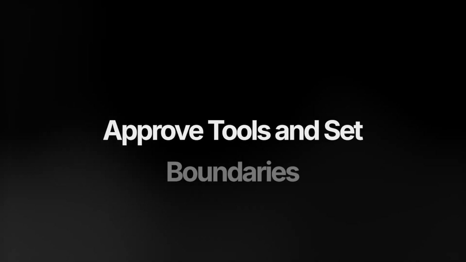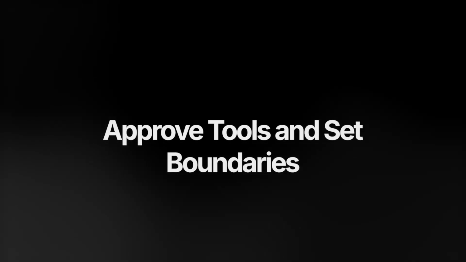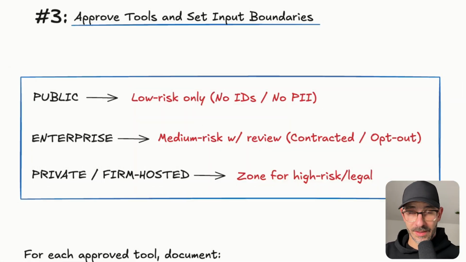Building block number 3 is approved tools and boundaries set. A policy is useless if it doesn't name which tools are allowed, under what limits, and for which tasks. Approved by class and bound by rules. For example, public models: no client identifiers, PII, or privileged material. Green light tasks only.